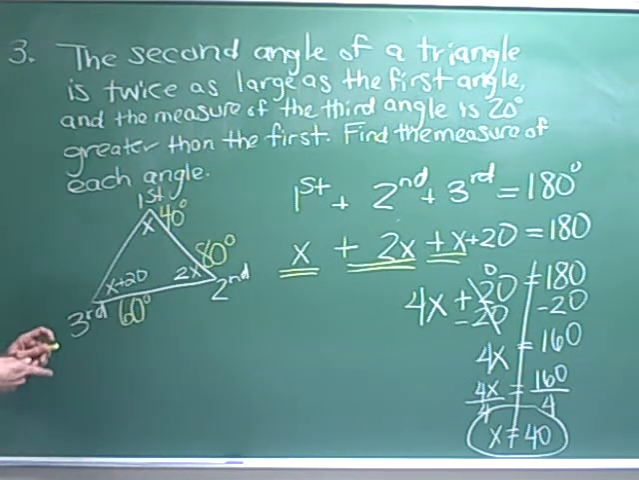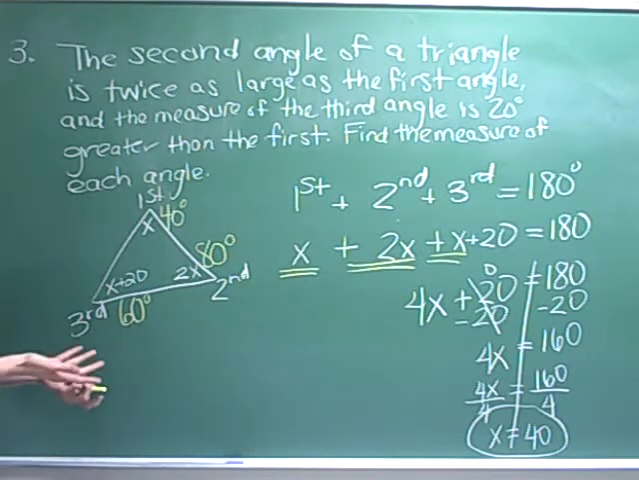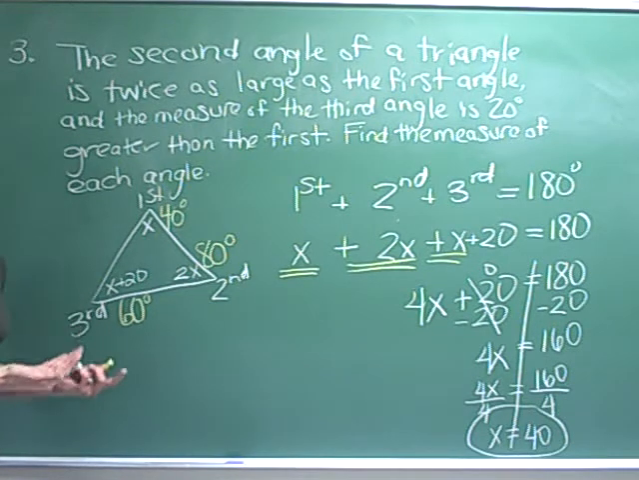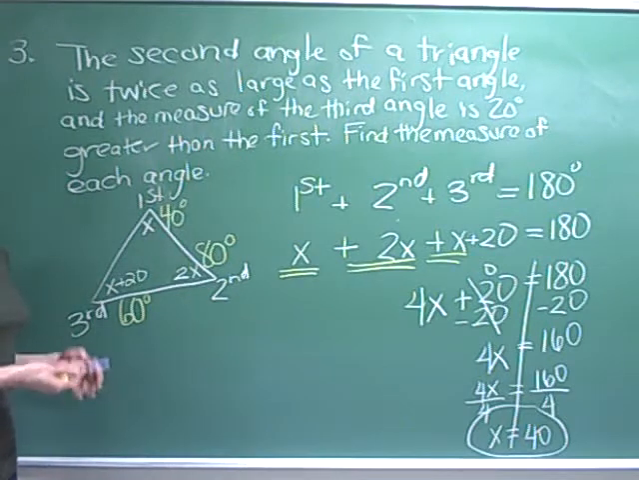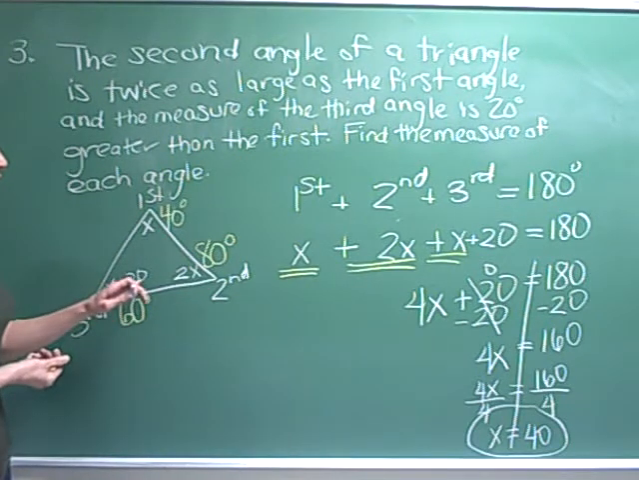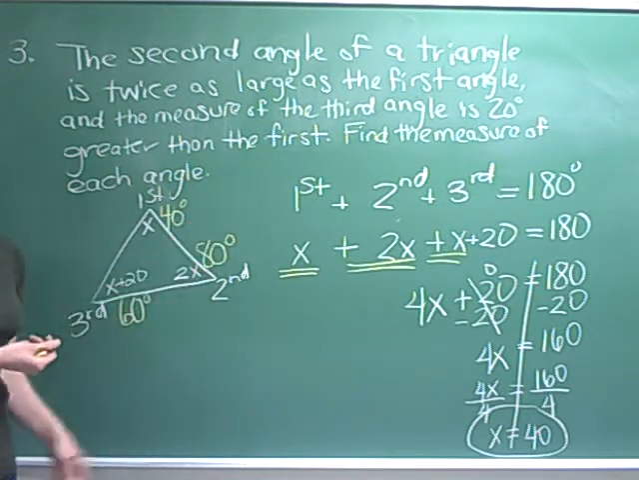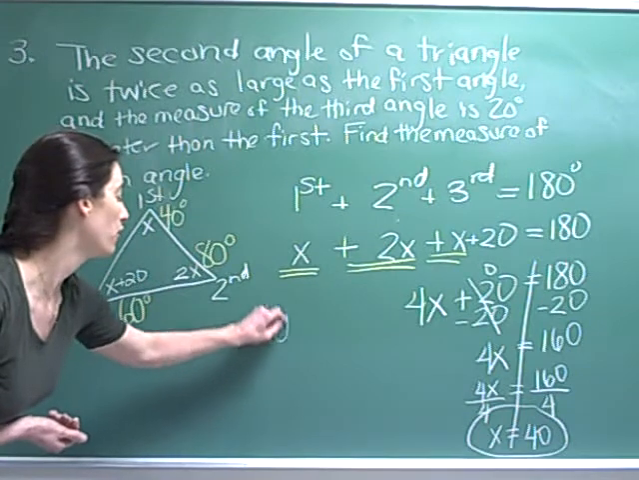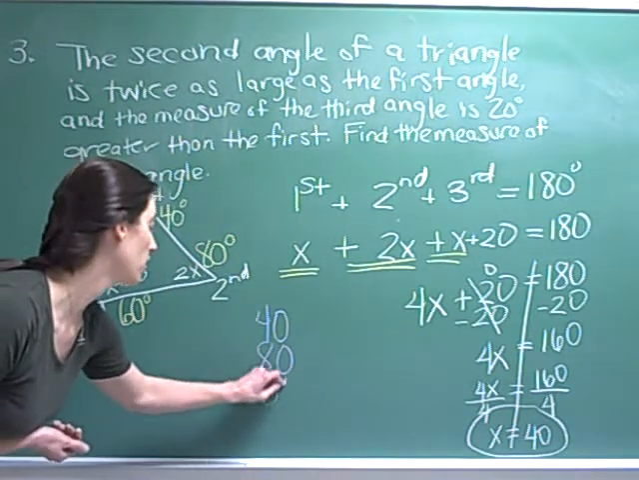So now I've answered my question. It asks me to find a measurement of each angle. I found a measurement for each angle, but I always want to make sure I can check my work. Every word problem you can check yourself to see if you solved it correctly. So if I add up all three of these angles, it should sum to 180 degrees. So that's how I'm going to check myself. I'm going to add the first angle plus the second plus the third.